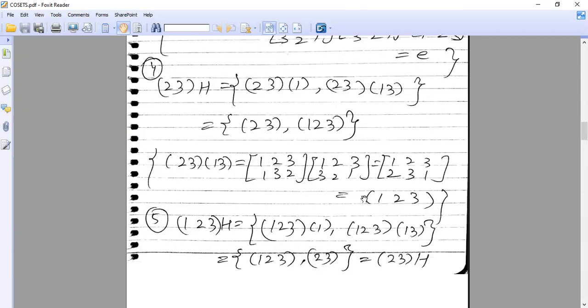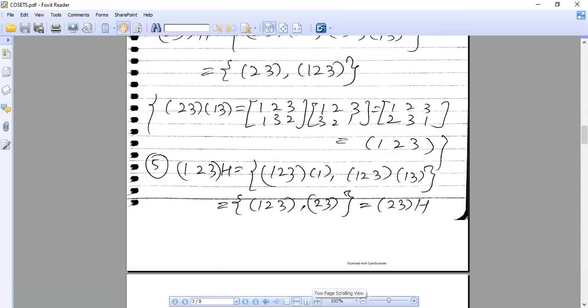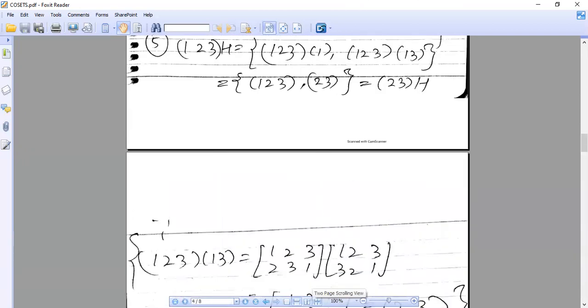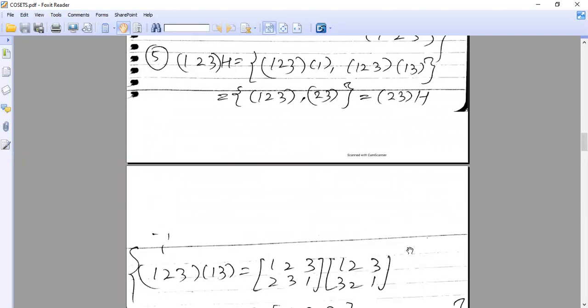Next is another element (1 2 3). (1 2 3)H, that means (1 2 3) into 1, (1 2 3) into (1 3). So (1 2 3) into 1 will be (1 2 3), and (1 2 3) into (1 3) will give you (2 3). You can check from here. (1 2 3) into (1 3) will give you (2 3) because 1 is going to 1. So you can write it as (2 3). So we have written it (1 2 3), (2 3). So this is basically your (2 3)H.